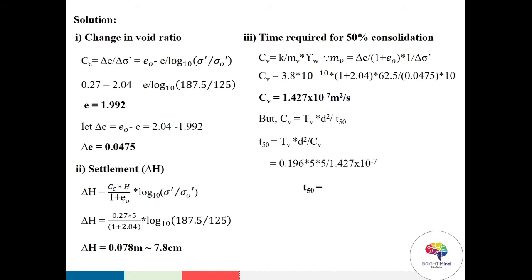So the value for 50% consolidation comes out to be 3433,500 seconds, and in days it comes out to be 397.4 days, that is approximately equal to 398 days.